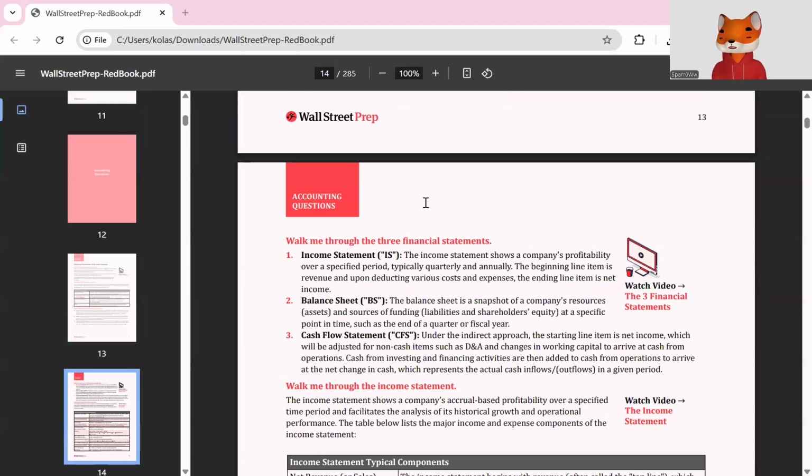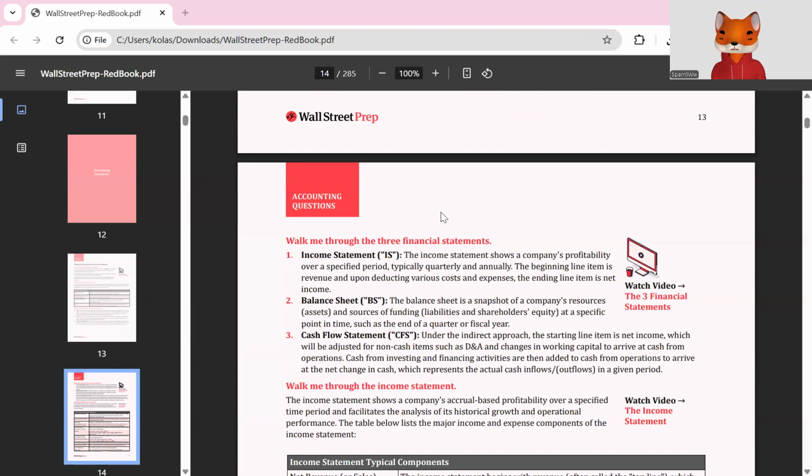So, what are the three financial statements? Income statement, balance sheet, cash flow statement. The income statement shows a company's profitability over a specified period, typically quarterly or annually. The beginning line item is revenue, and upon deducting various costs and expenses, the ending line item is net income. The balance sheet is a snapshot of a company's resources and sources of funding at a specific point in time, such as end of quarter or fiscal year.